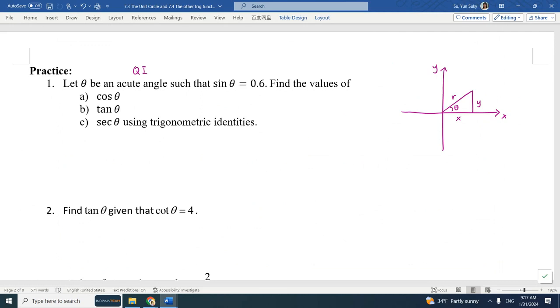Okay, everybody? We know sine theta is 0.6. Do you know 0.6 is like 6 over 10? Yeah? Let's make the number prettier. 6 over 10 is the same as what? 3 over 5. Yes, everybody? So sine theta is 3 over 5. Okay, tell me what is sine theta in terms of x, y, r.